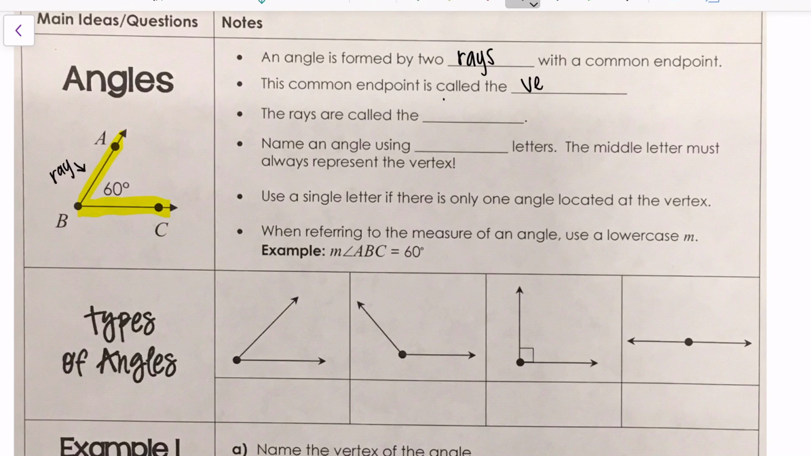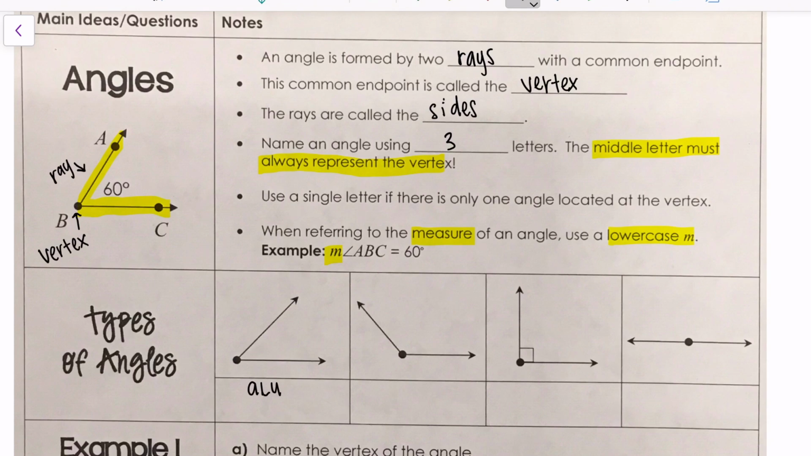Now the common endpoint I just talked about is called the vertex. It's where they come together. And I'll show you over here on the diagram where the vertex is. Now, when we talk about the rays, we're talking about the sides of the angle. All right? When we go to start naming angles, we are going to use 3 letters, and we are going to make sure that the middle letter is the vertex. Okay? And we will use a single letter if there's only one angle located at the vertex. But when we're talking about the measurement of an angle, we're going to use a lowercase m, and that's shown right here.